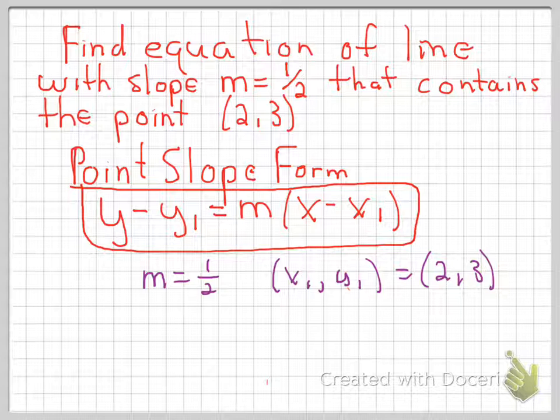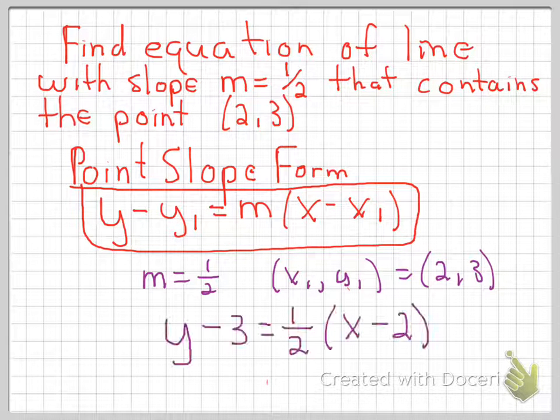So the equation of our line is y minus 3 equals 1/2 times the quantity x minus 2. If we want to put this back into slope-intercept form, we simply solve this for the variable y, and we end up in the form y equals mx plus b.